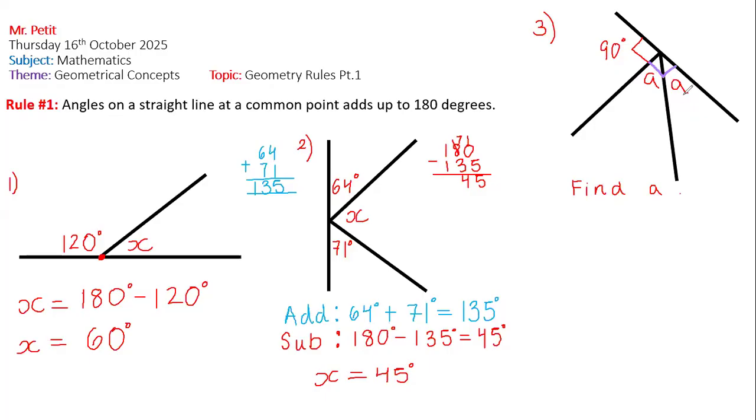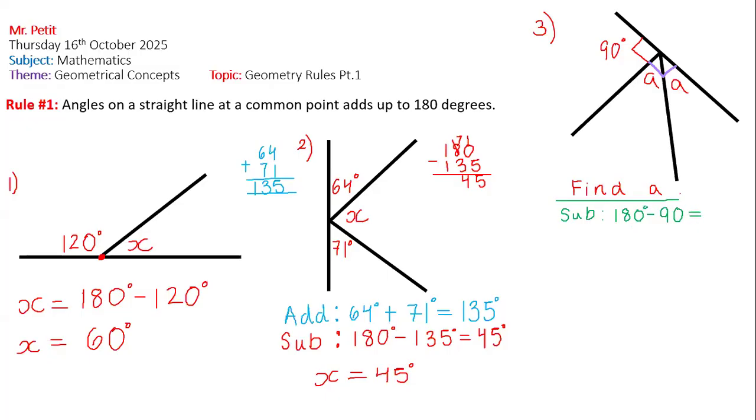So A and A together is 90, right? So this portion right here is 90 degrees. But let's show the working. In order to find A, the first thing is to subtract. We're gonna subtract 180 degrees minus what? Class, what can we subtract 180 with? 90. Very good.